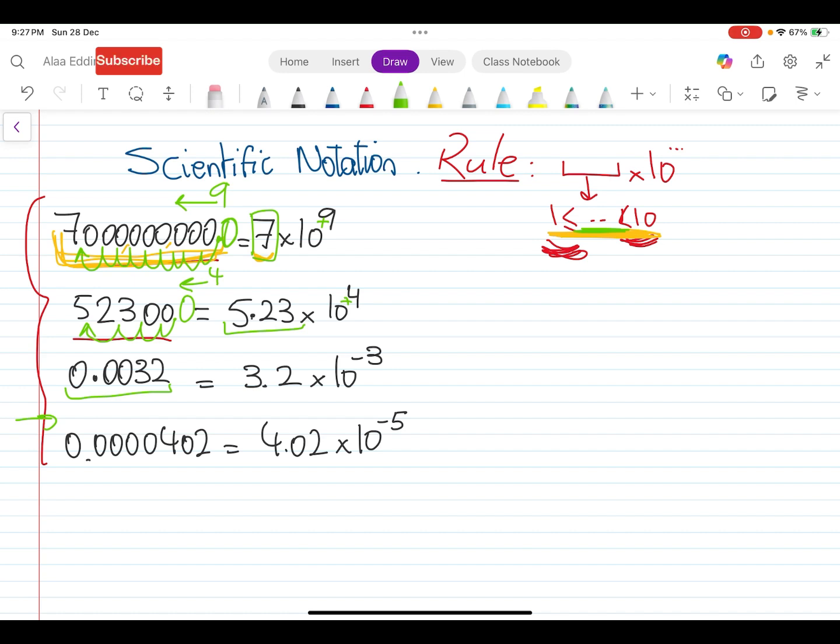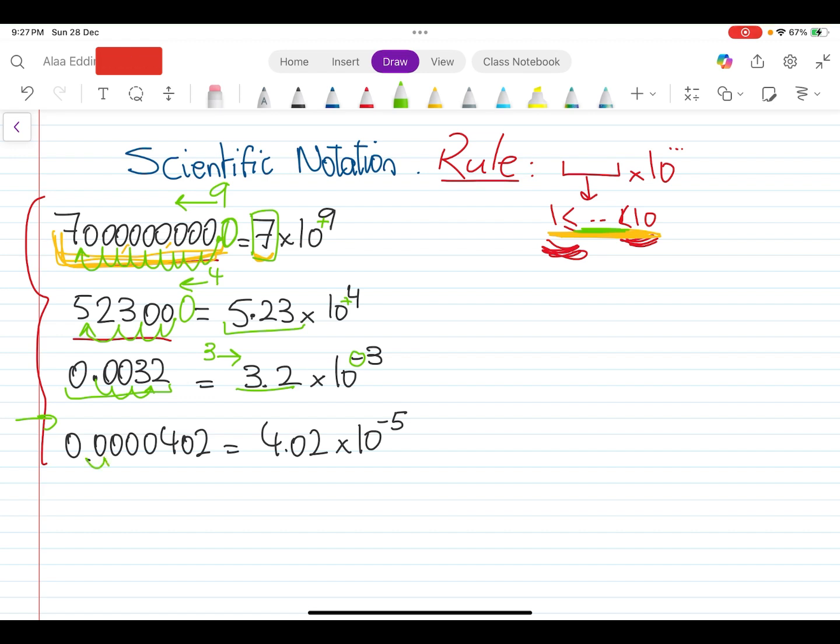Next example, I have a decimal point, and this number right here is not in between 1 and 10. So I'm moving the decimal point 1, 2, 3, 3 times to the right, meaning I will have a negative exponent. So 3.2 times 10 to the minus 3.